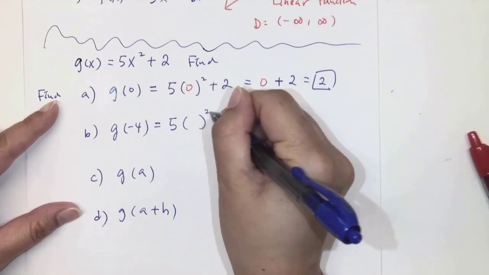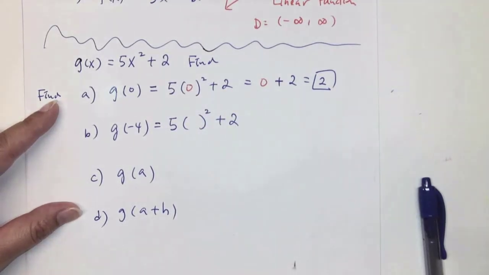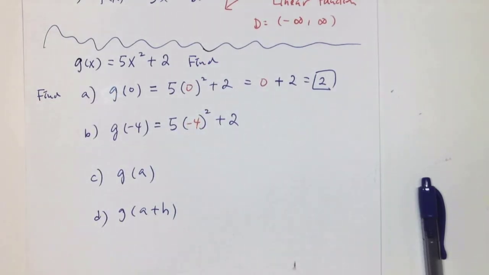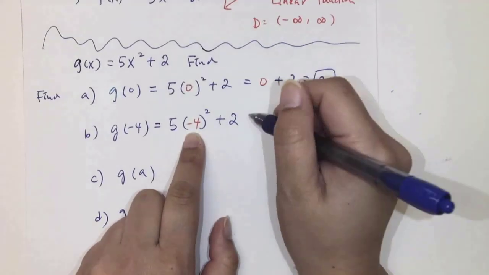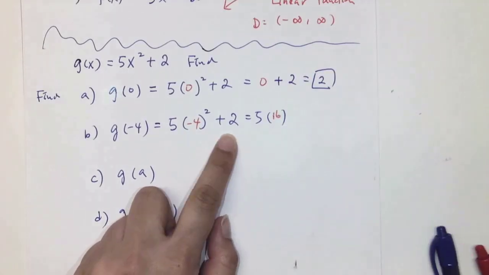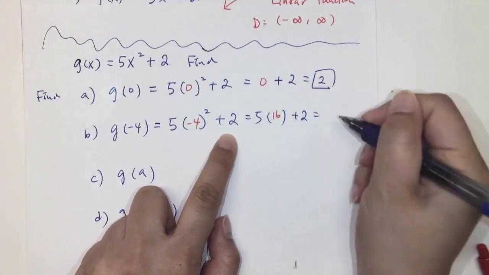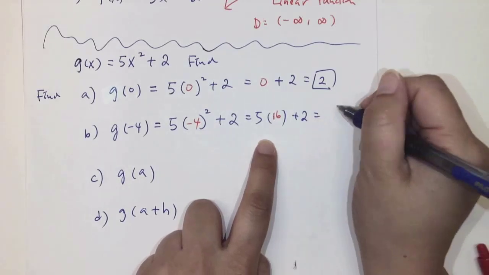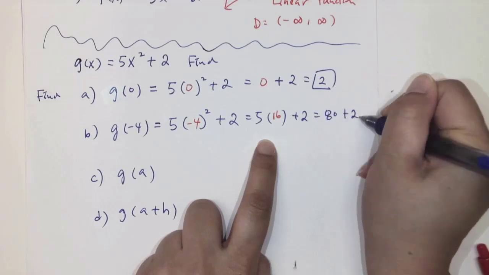Okay, plug in negative 4 next. So 5 times something squared plus 2, you plug in negative 4. Don't forget, you need to follow the order of operations, meaning which part first? Square. So negative 4 times negative 4 will be 16, positive. Adding a 2. What is the next order of operations part? Multiplication. 5 times 16 is 80, plus 2.